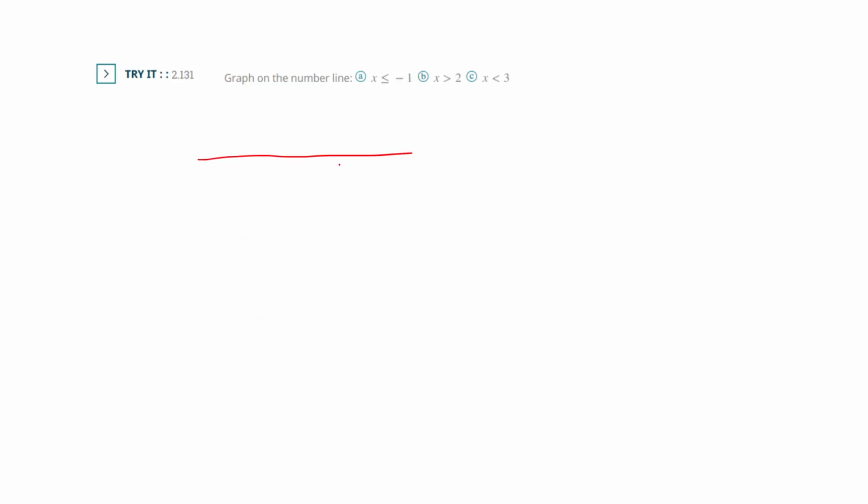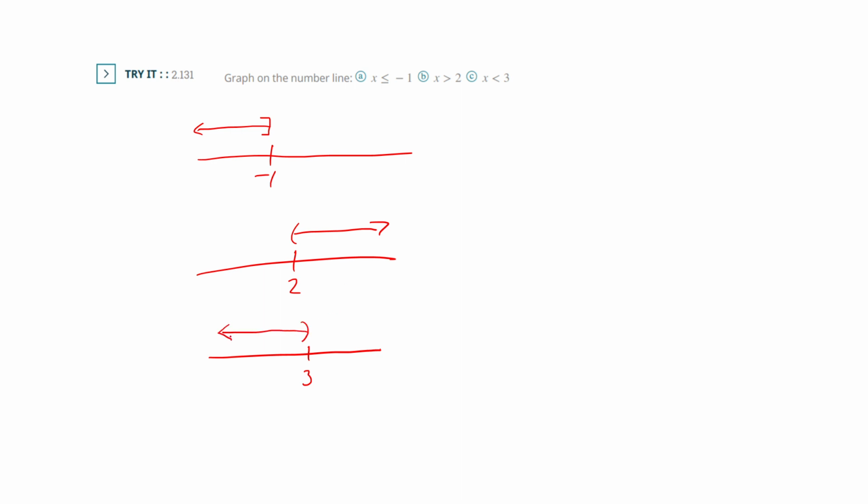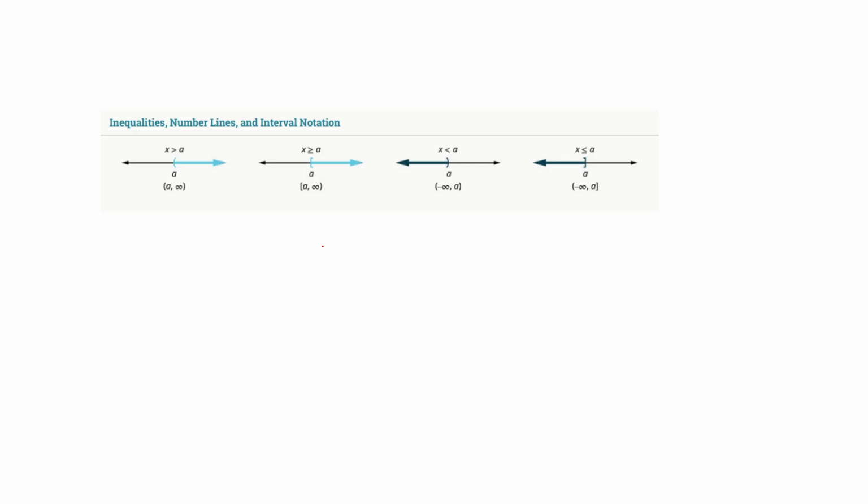So if we're doing our number line here, I want the x's less than or equal to -1. So that would be a bracket. If we wanted greater than 2, we don't have an equal sign involved, so this can be a parenthesis. And how about here? We want less than 3. Okay, more of the same. There's a lot of slides in this, so I'm going to skip it. It's going to be exactly the same idea.